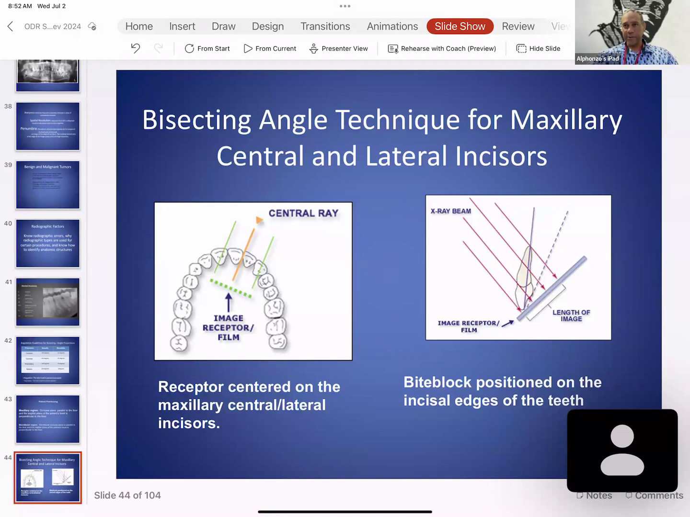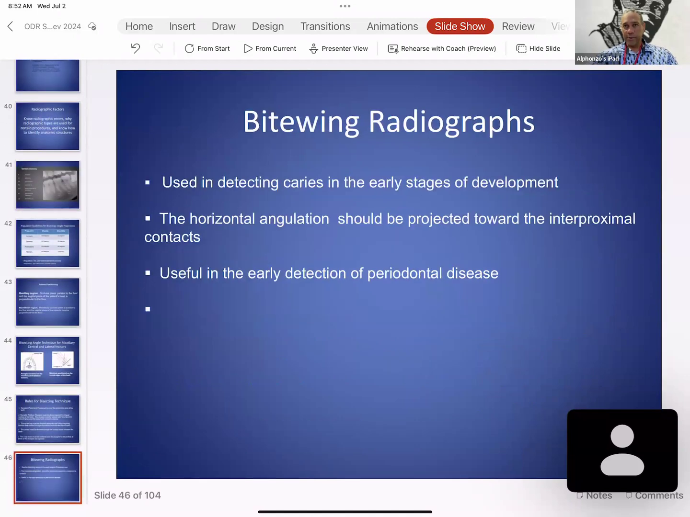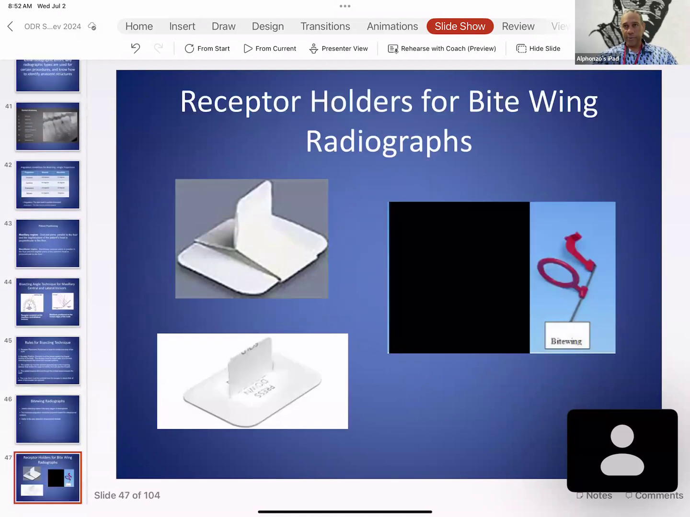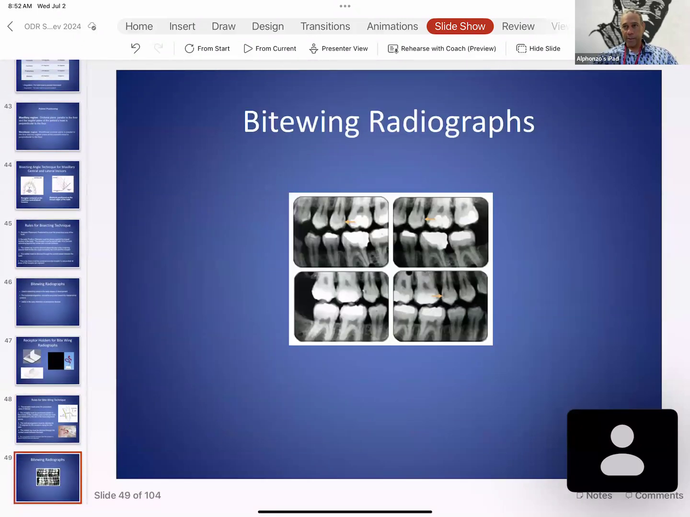I'm not going to continue to go over bisecting angle. We talked about that. We talked about bisecting and radiographs. The rules for bite wing technique. You can go through that.